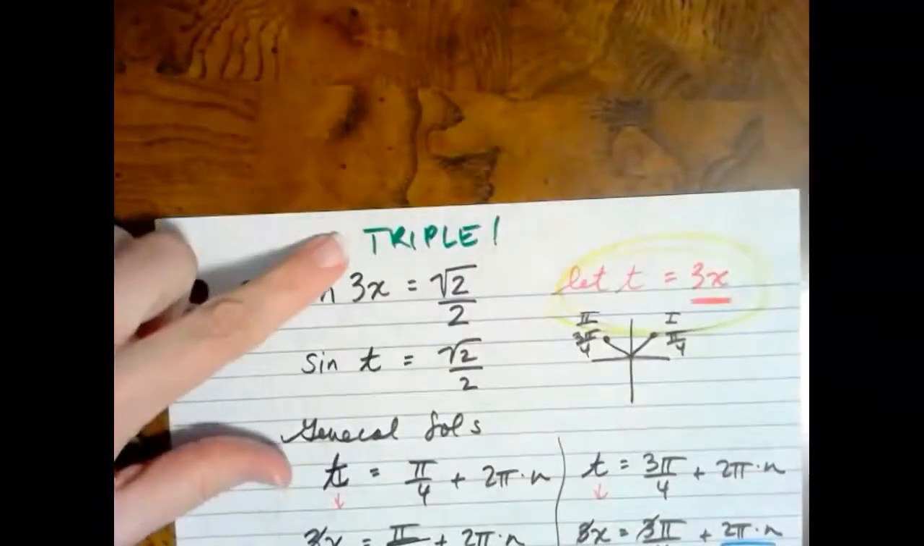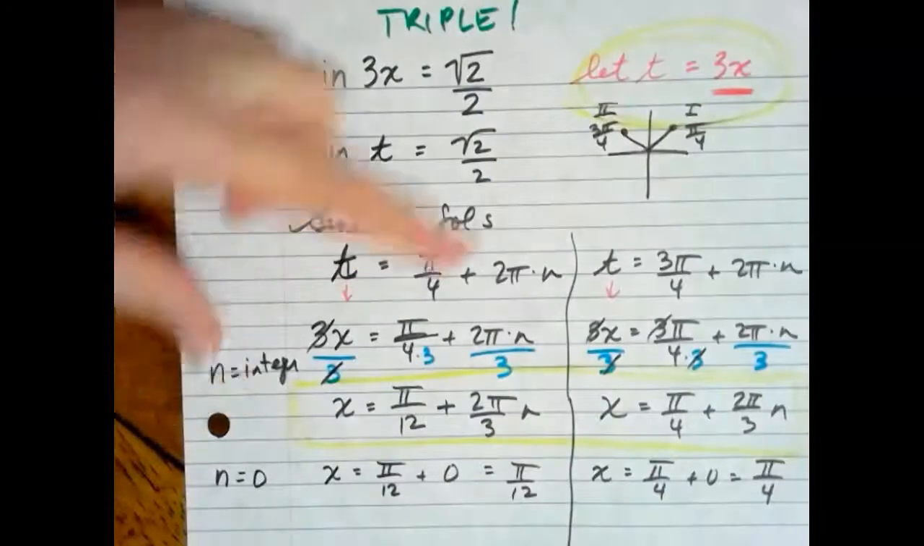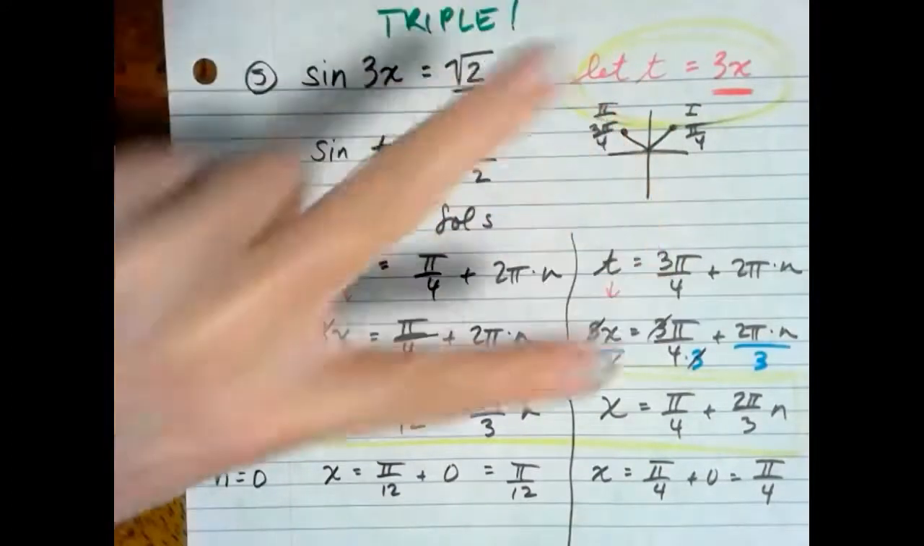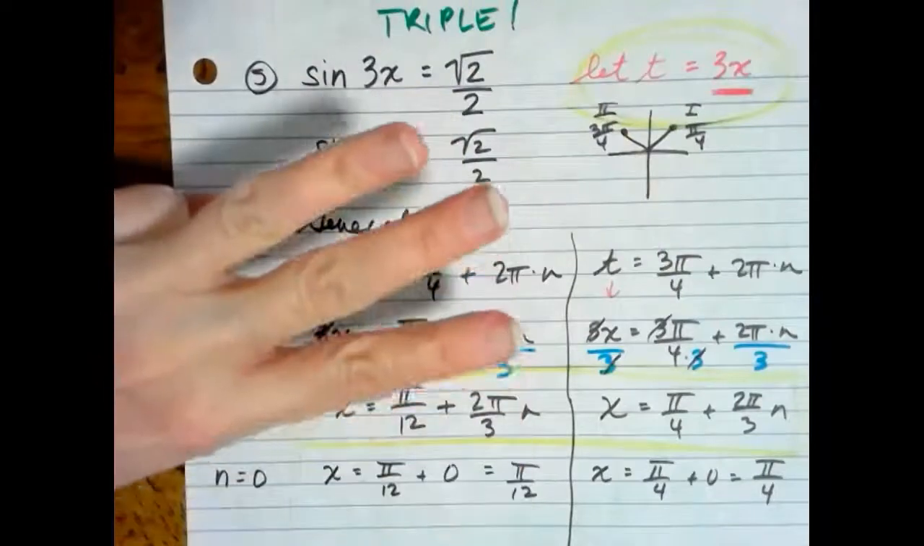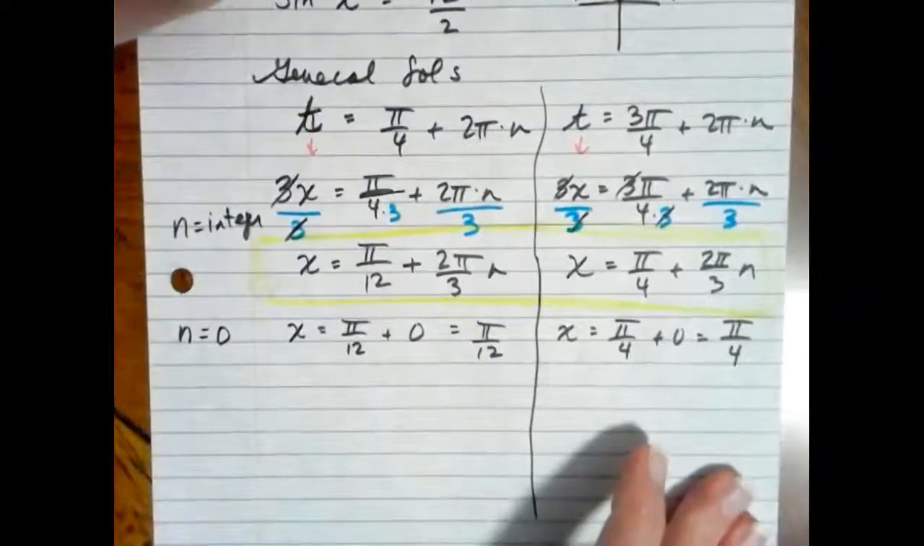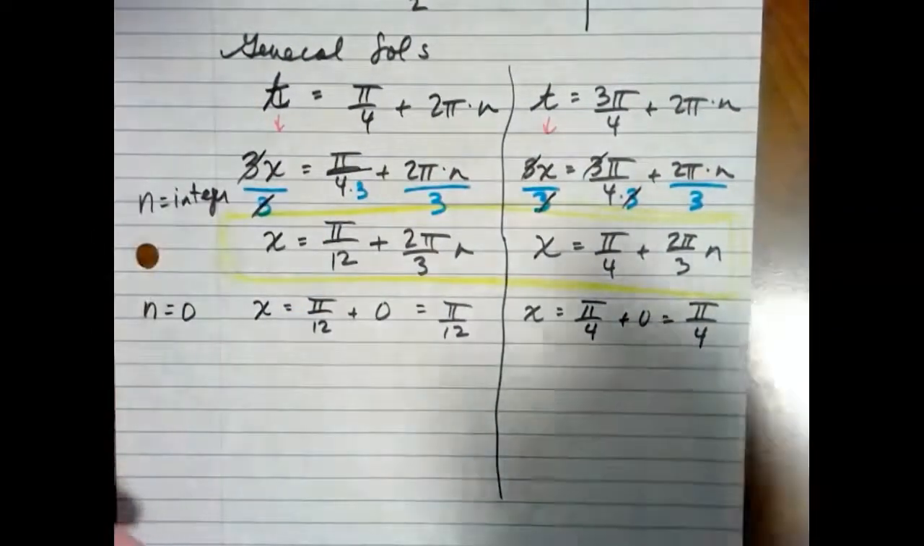Remember, we're expecting the number of our solutions to triple. So if we started out with two general solutions, that means we're going to have 2 times 3 to get the number of specific solutions. So we're anticipating 6 specific solutions here while we're going through our table.